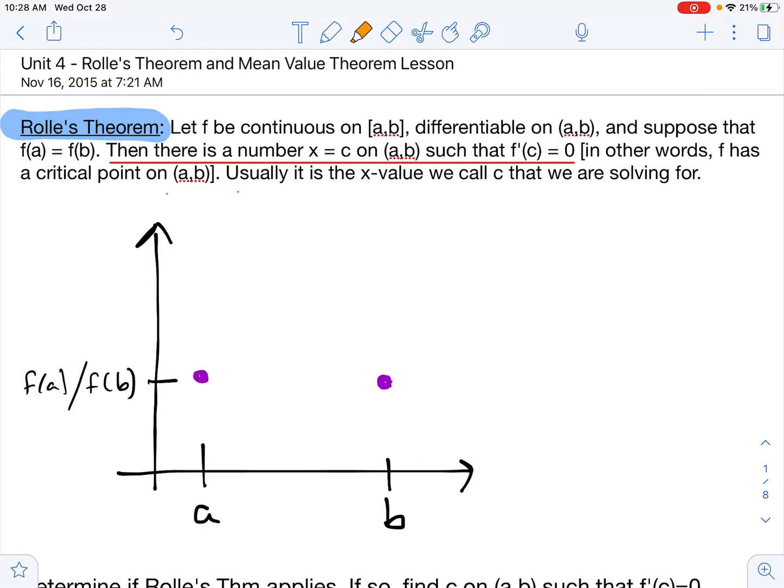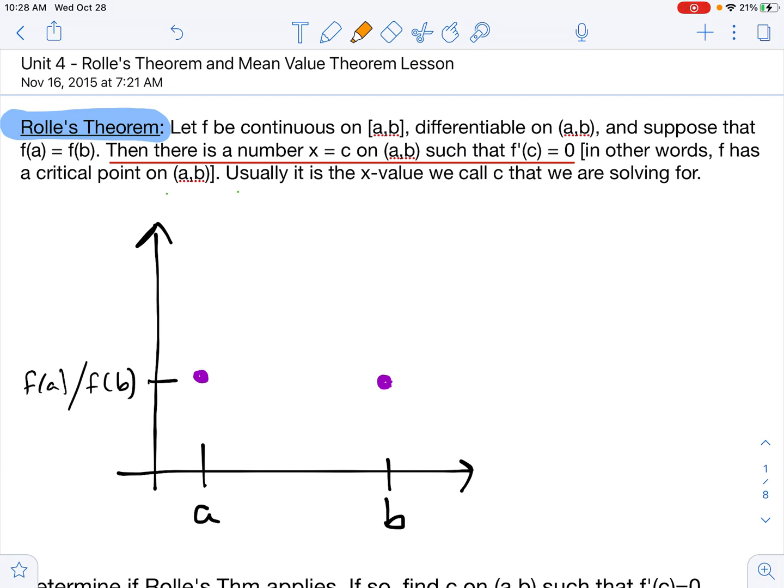Welcome back, everybody. We're going to take a look at Rolle's theorem and this thing called the mean value theorem in this lesson. Okay, so Rolle's theorem says, suppose you have a function f. Let f be continuous on the closed interval from a to b, differentiable on the open interval from a to b, and suppose that f of a is equal to f of b.